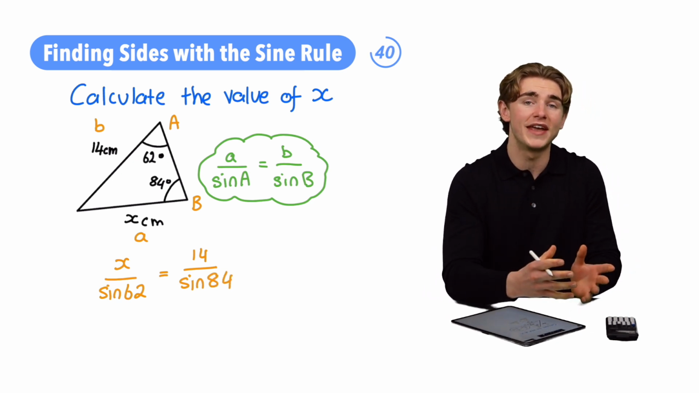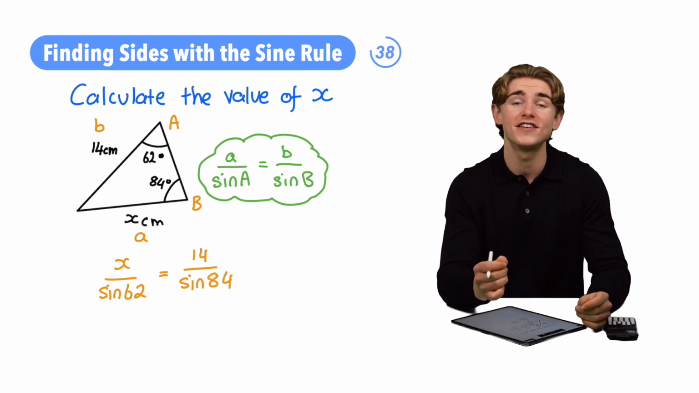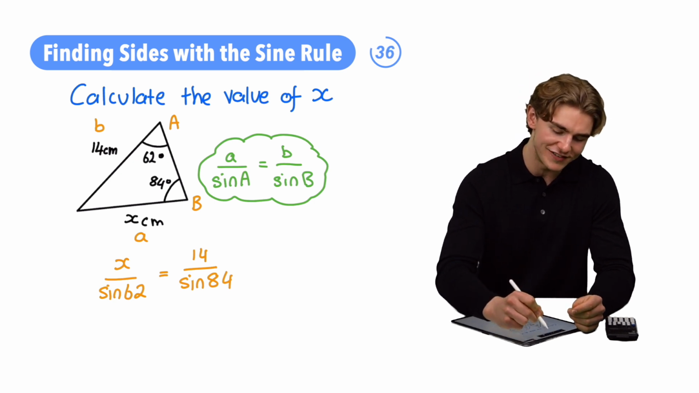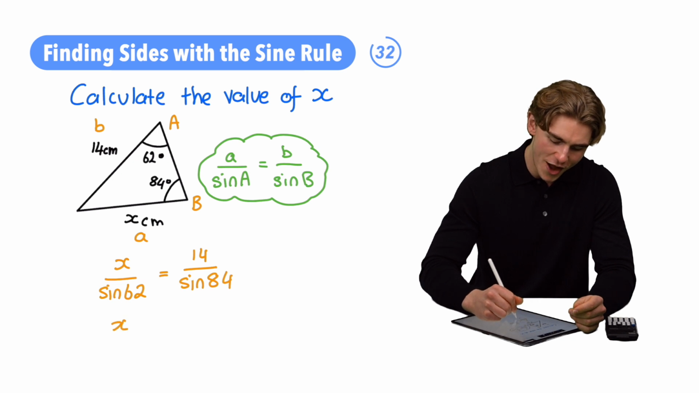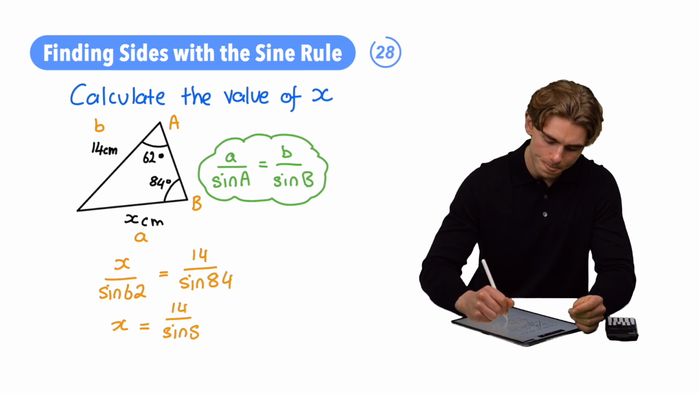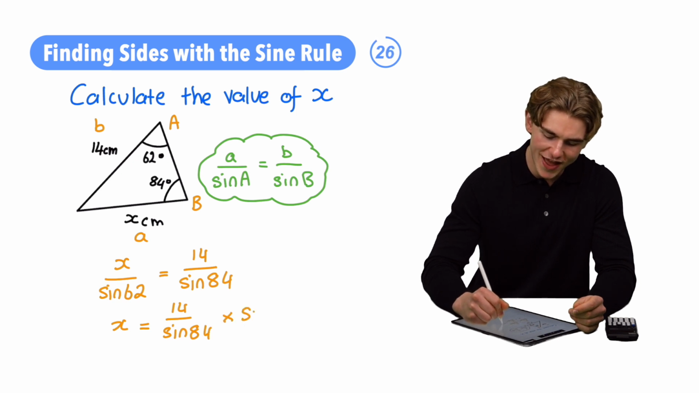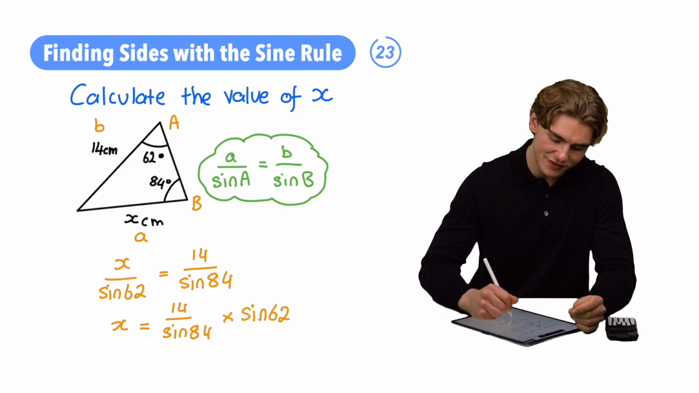Now, how do we get the x on its own to solve this equation? At the moment, it's being divided by sine 62, so we're going to multiply both sides of our equation by sine 62. We're going to get that a is equal to 14 over sine of 84, times by sine of 62. This is now something that we can type into our calculator.